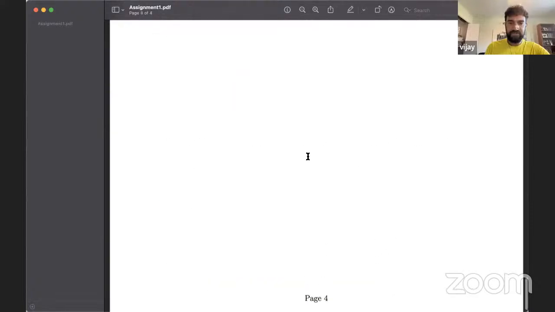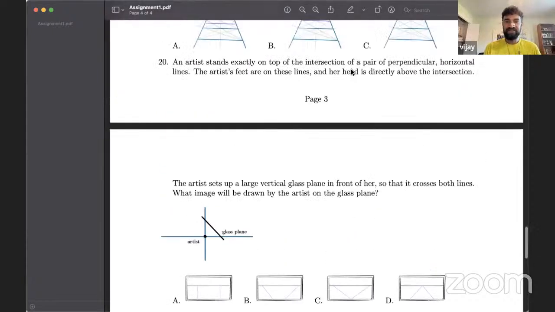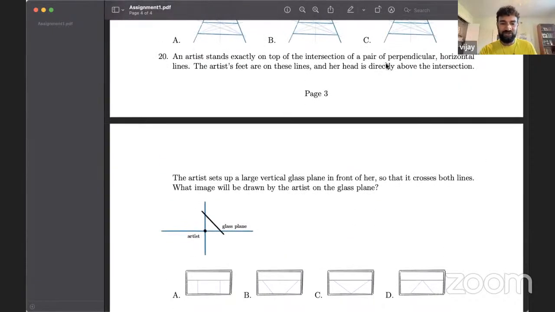Okay, so here's the final question. This is question 20. As Jennifer said, an artist sets up a large vertical glass plane in front of her. And one very useful thing: here's a bird's eye view right here that you see, where the two blue lines are the two railway lines. And I'm simplifying it.